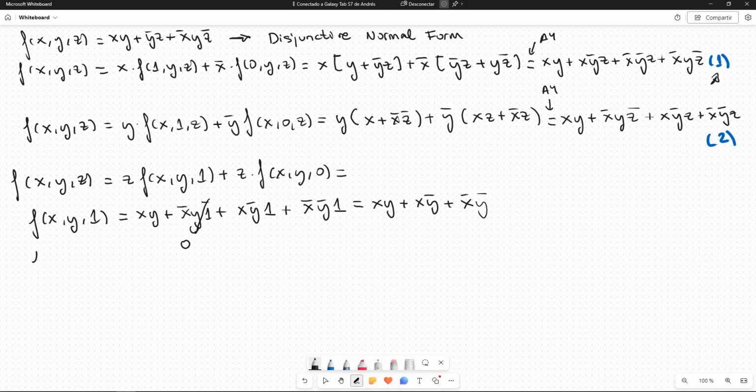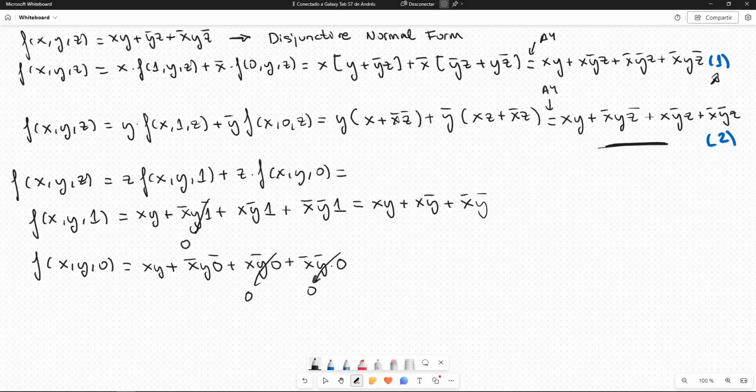and the other subfunction is the following. Now z is 0, so we have xy plus x negated y 0 negated plus x y negated 0 plus x negated y negated 0. Remember that we are using the second expression that we obtained. So here we have a 0, so it's 0. Here we have a 0, so it's 0. 0 negated is 1, so we can keep those terms in the same way they are.